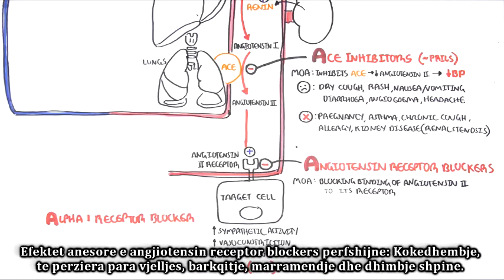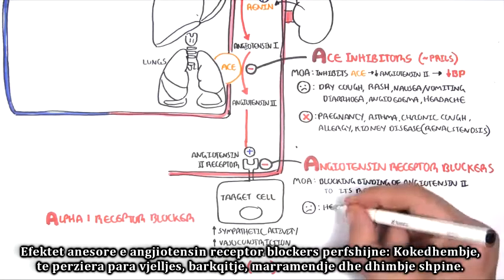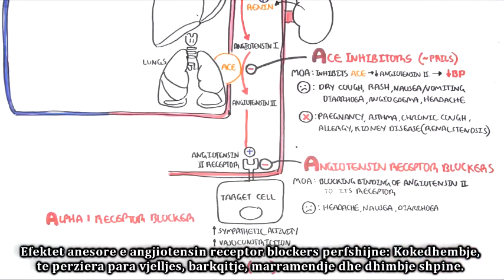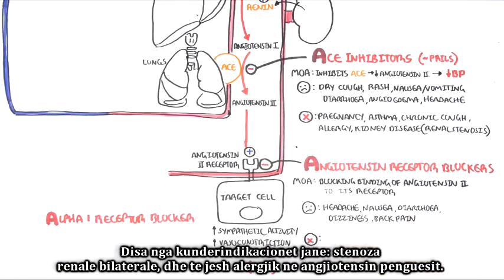The side effects of angiotensin receptor blockers include headache, nausea, diarrhea, dizziness, and back pain. Some contraindications include pregnancy, bilateral renal stenosis, and if they are allergic to angiotensin receptor blockers.